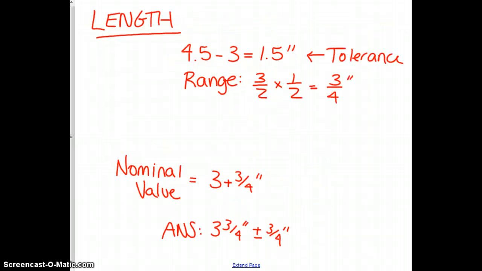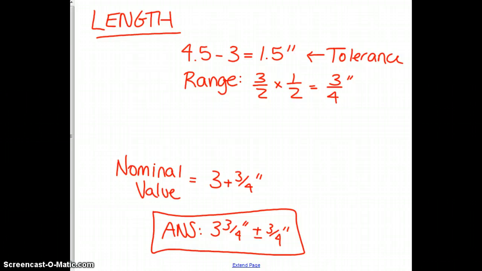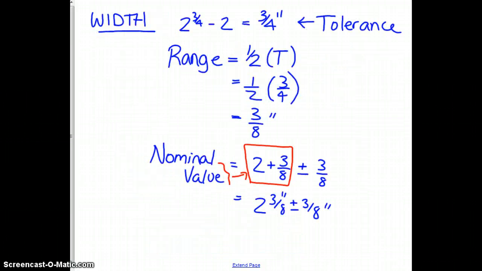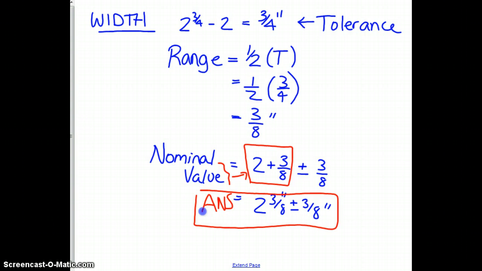Note that your nominal value would be this 3 plus 3/4 inches, but your final answer would have your plus and minus in it. So if you look back to the question before, the nominal value would just be the 2 plus 3/8, and your final answer would have the plus or minus part in it.